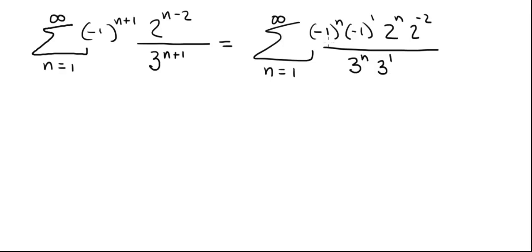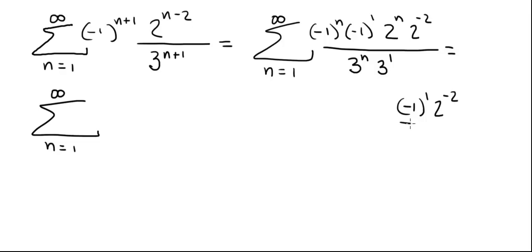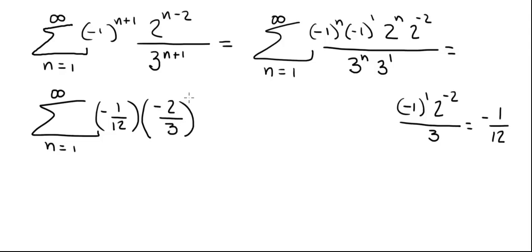Now all the numbers that are raised to the nth power, -1, the 2, and the 3, can be combined together, and everything that's not raised to the nth power can also be combined together. So this is rewritten as the series from 1 to infinity. We take (-1)^1 times 2^(-2) over 3, which is equal to -1/12. So we put -1/12 here, and then everything else is raised to the nth power. We can combine it and write it as (-2/3)^n.